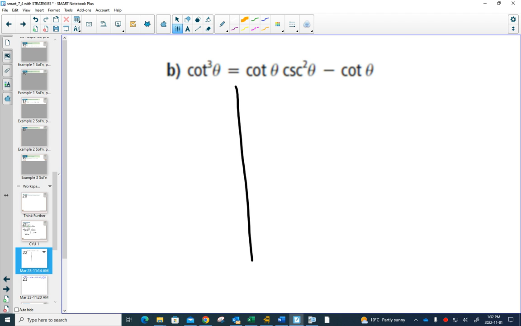So some things to notice in this question. This question has cotangent and cosecant.